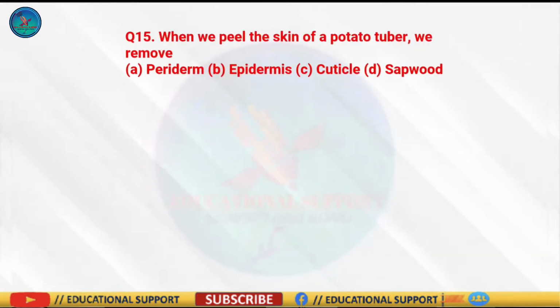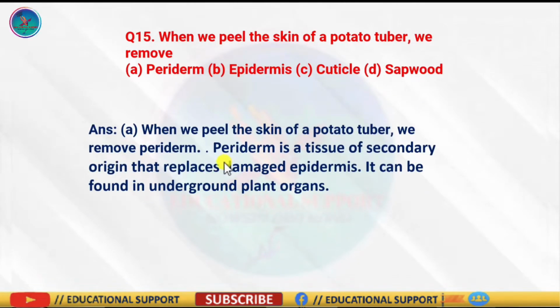Question number 15 is, when we peel the scale of a potato tuber, we remove periderm, epidermis, cuticle and sapwood. Periderm, you know, is a tissue of secondary origin that replaces damaged epidermis, and it can be found in underground plant growths. In potato, a model for periderm studies, periderm replaces the epidermis early in tuber development, and suberized phellem constitutes the tuber skin. So when we peel a potato tuber, we will remove periderm.